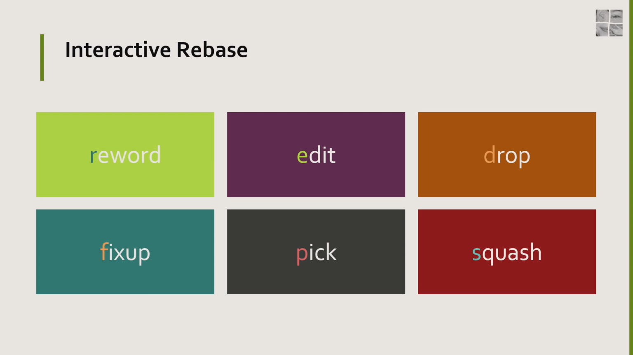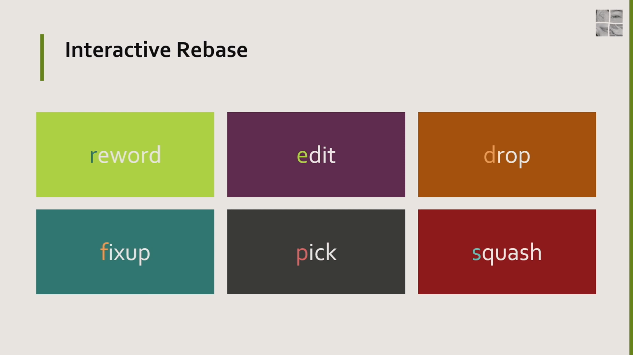You can edit. That means the interactive rebase will literally stop at that point and allow you to edit files before the interactive rebase continues. If you want to do a very extensive edit, I would recommend creating a temp branch at that point and then doing a rebase after you've done the edit. But if it's just a quick edit, you can just edit while you're doing the interactive rebase.